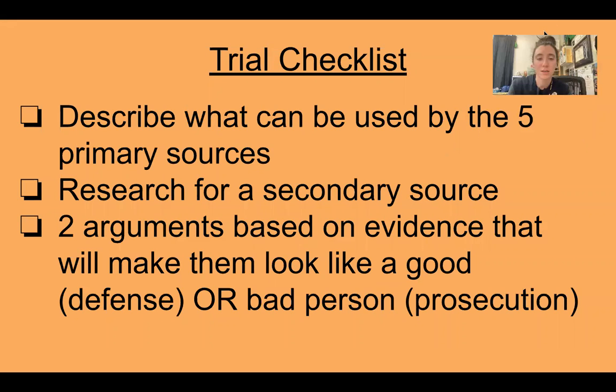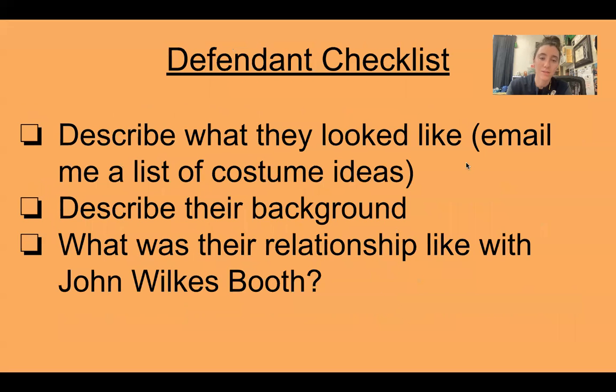Trial checklist. Okay, it's just kind of going through that worksheet, looking at the primary sources, finding a secondary source, find arguments. If you're playing that defendant, if you're playing Mary Surratt or George Atzerodt, you need to describe what they look like and let me know if you need any costume pieces. Describe their backgrounds and describe what their relationship was like with John Wilkes Booth, because you need to be prepared to answer the questions.